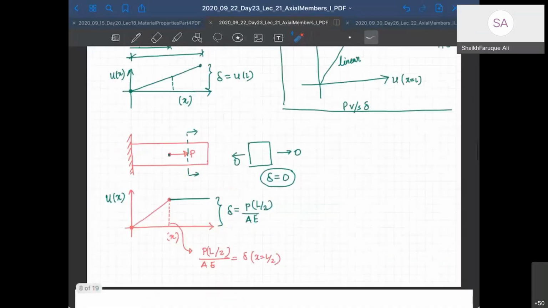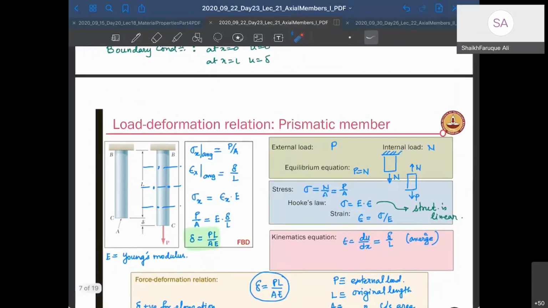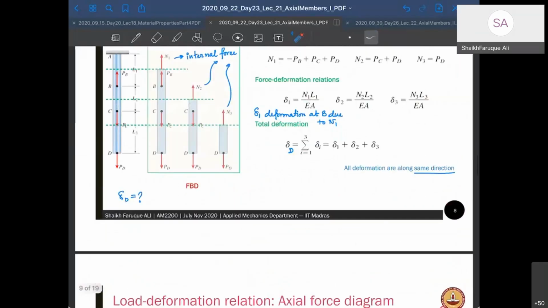Because this one, if I have shown you, the derivation actually depends on n, not on p. But since n is equal to p, we write it as p. So now let us consider a member.